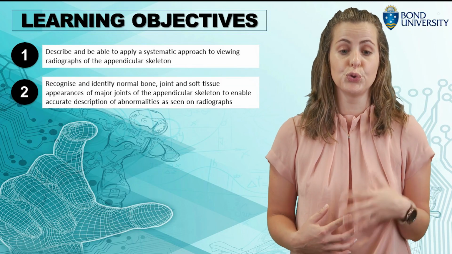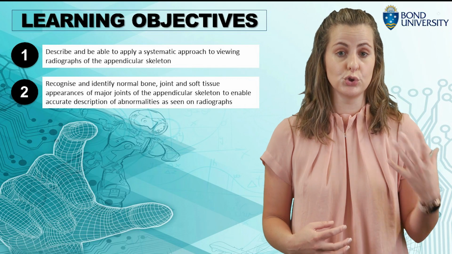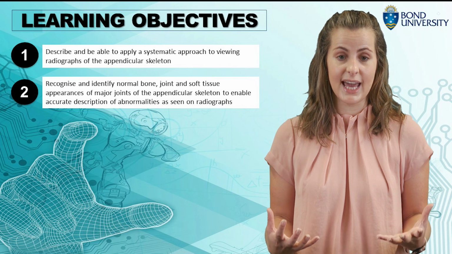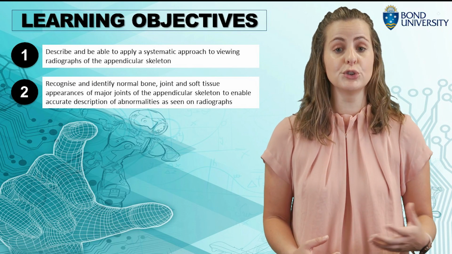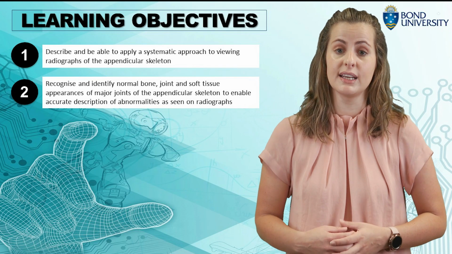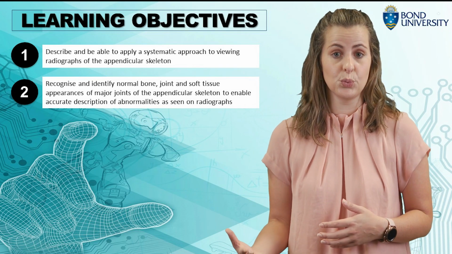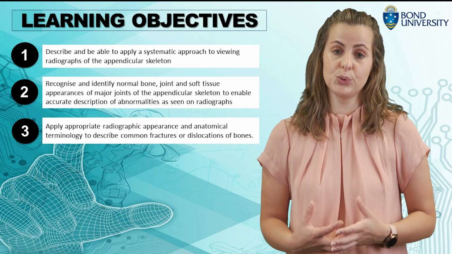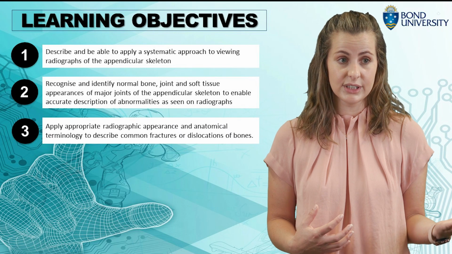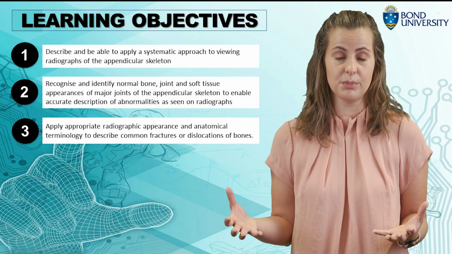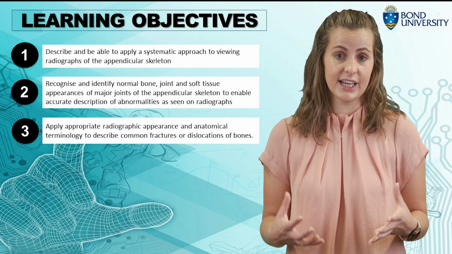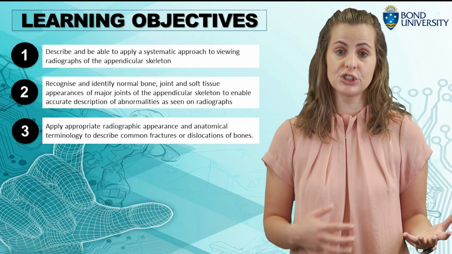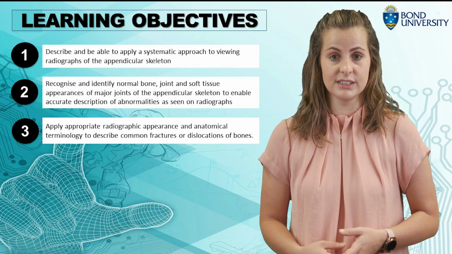Secondly, you should be able to recognize and identify the normal bone, joint, soft tissue anatomy of the major joints of the appendicular skeleton in an attempt to accurately describe abnormalities that you might see when presented with plain film radiographs. And thirdly, you should be able to apply appropriate radiographic appearance terminology as well as anatomical terminology to the interpretation, viewing, and description of common injuries, whether it be fractures or dislocations, as seen on musculoskeletal imaging.